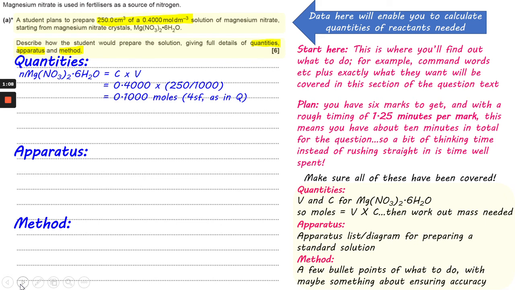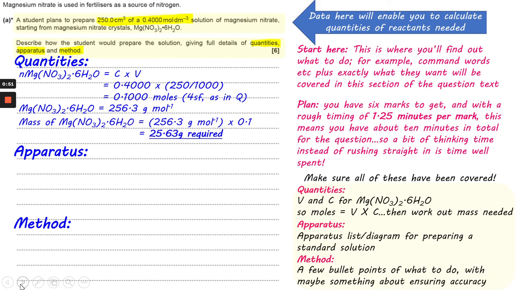So the number of moles of magnesium nitrate, like we said, is C times V, remembering that the volume is in centimetres cubed, so you have to divide by 1,000 to get decimetres cubed. And taking into account that the molar mass of your hydrated salt is 256.3 grams per mole, that means the mass required is 25.63.